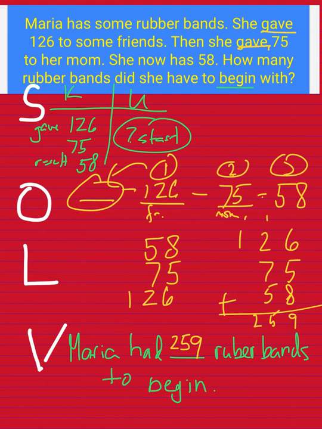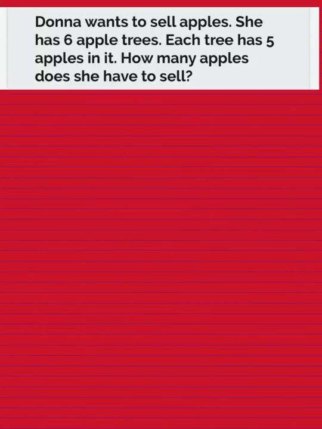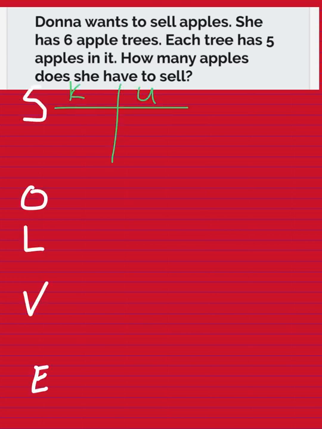Alright, so let's go ahead and move on to our next problem, our problem for today. It says Donna wants to sell apples. She has 6 apple trees. Each tree has 5 apples in it. How many apples does she have to sell? Alright, so what we know is she has 6 trees and 5 apples in each. We don't know our results. We don't know our total.